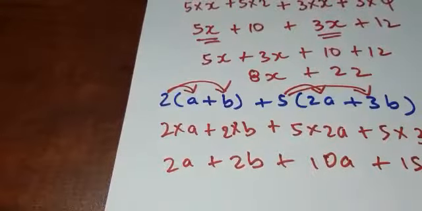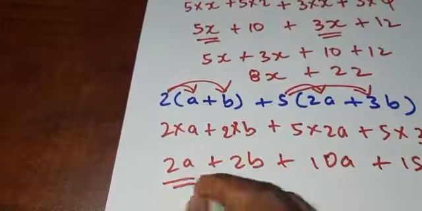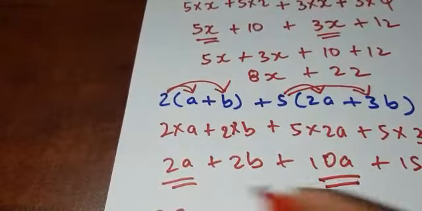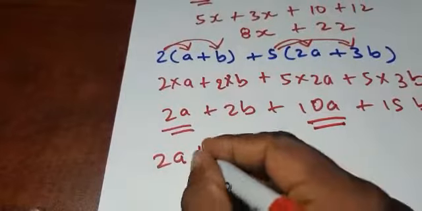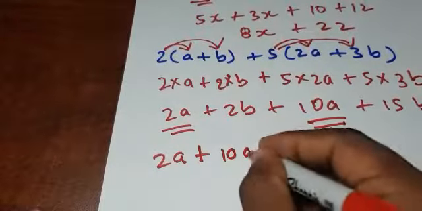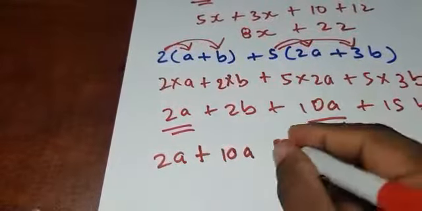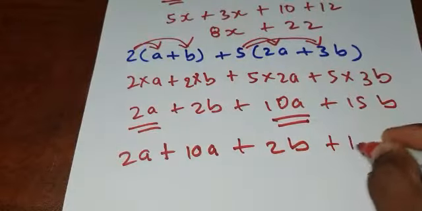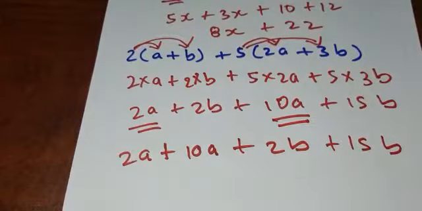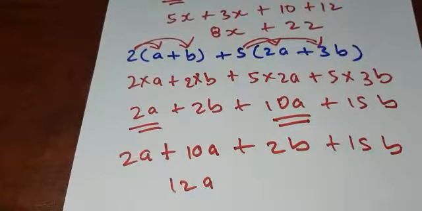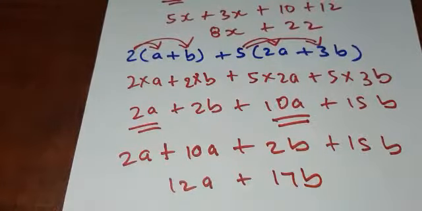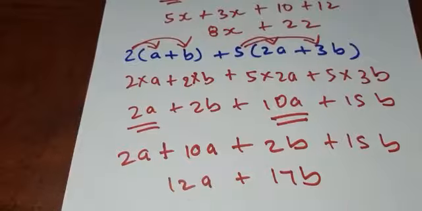So bring the a's together, bring the b's together. So we have a here, so that's 2a. We have 10a here. So bring those together. And then bring the b's together, 2b, 15b. So this gives us 12a, and then 2b plus 15b is 17b. And we're finished right here. We can't go any further.